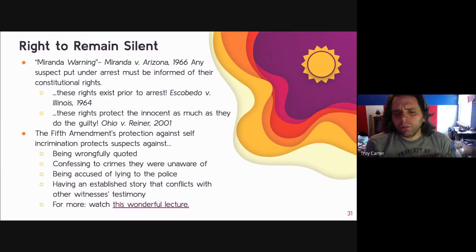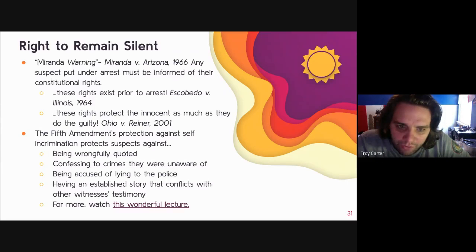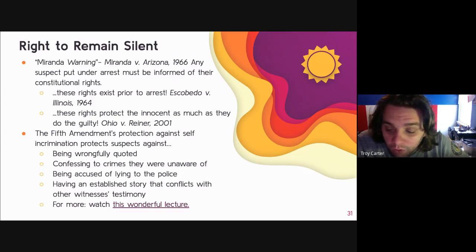The case that this comes from is one that I think is very, hopefully not relatable to high schoolers, but really strikes home to high schoolers the reason why this is an important protection. The tragic 2001 case of Ohio versus Reiner. The Ohio versus Reiner case in 2001 was a case of wrongful death with an infant.